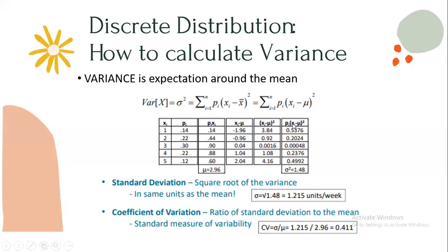This is also how you solve the variance for uniform discrete distributions. I would suggest you make a similar table and solve it exactly the same way. So all these formulas and this table stand true for calculation of variance, standard deviation, and coefficient of variation for discrete distributions, and they could be uniform or random. Okay.